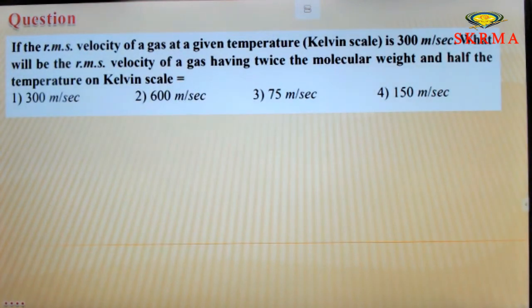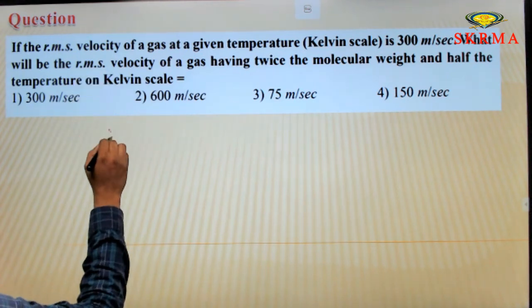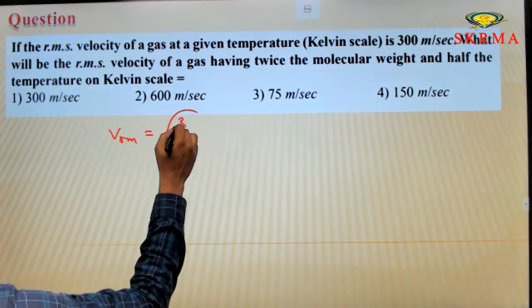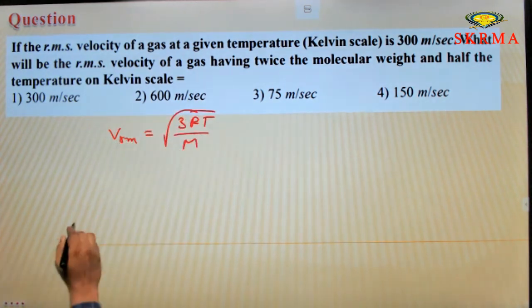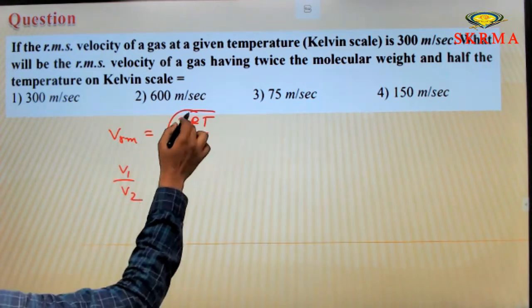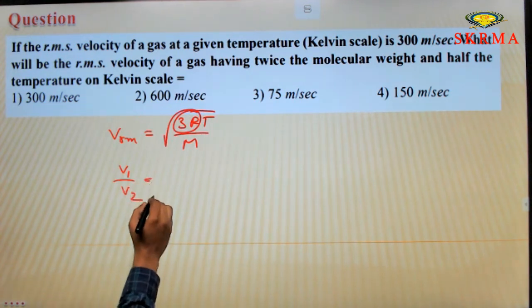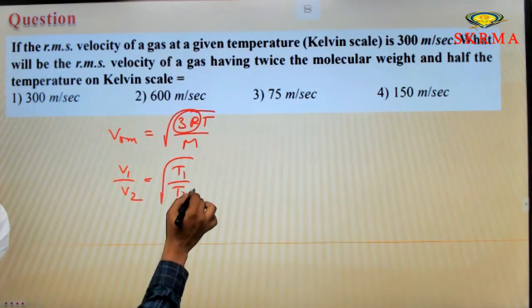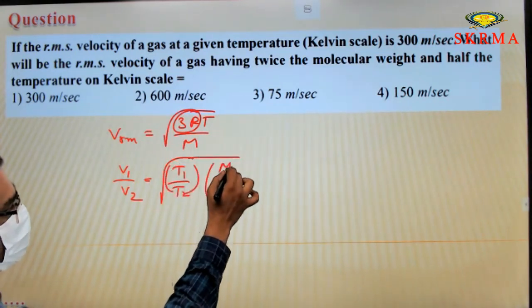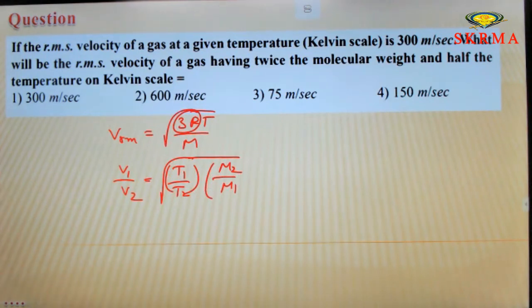Next, if the RMS velocity of the gas at a given temperature is 300 meter per second, so what will be the RMS velocity of the gas having twice the molecular weight, half of the temperature on Kelvin square? So what is the formula for VRMS? VRMS equal to square root 3RT by M. So V1 by V2. So if 3R is constant, what about the molecular weight and temperature? Equal to square root T1 by T2 into M2 by M1.